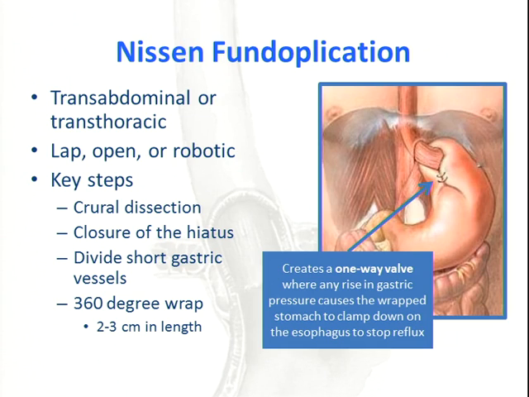The key steps are generally going to be your crural dissection. You're going to open up the hiatus. You're going to mobilize that distal esophagus to ensure an adequate intra-abdominal length of about 2 to 3 centimeters. And generally we're going to close the hiatus and divide the short gastric vessels. And then we're going to create a 360-degree fundoplication around that GE junction of about 2 to 3 centimeters in length. And granted, these don't necessarily need to go in this order.